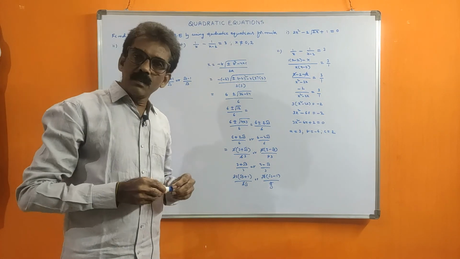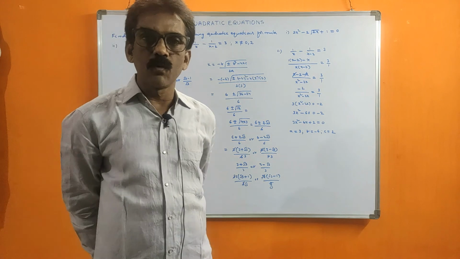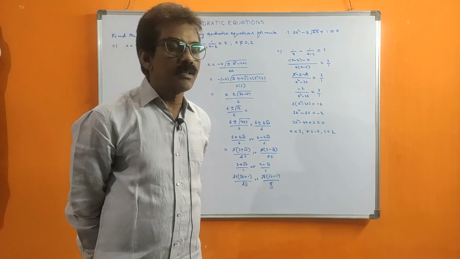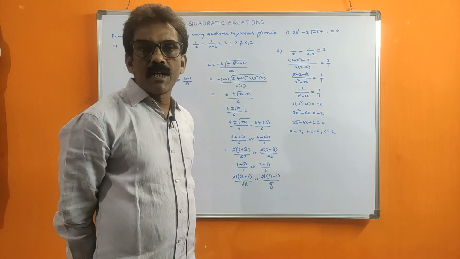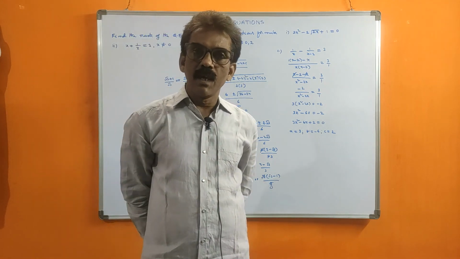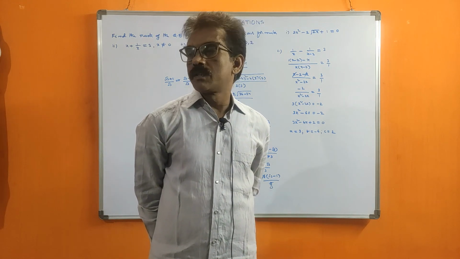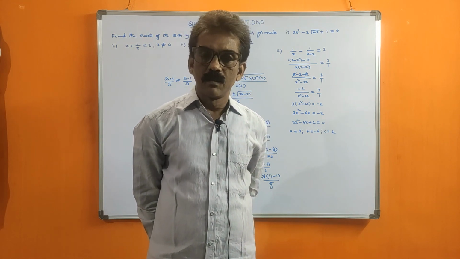So this is direct formulas only. If you know the formula, once you convert the given equation into standard form, then you will write A, B, C. What is A? Coefficient of x square. What is B? Coefficient of x. The remaining is constant. Okay.